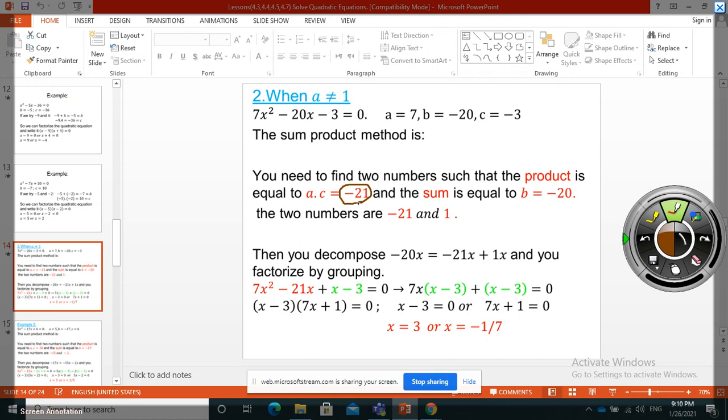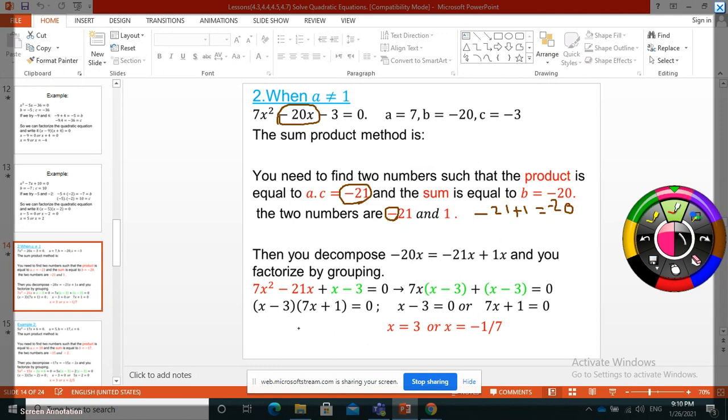So I will think about 21 and 1. If I multiply 21 by 1, it gives me 21. Now I need to think about a negative sign. If I do minus 21 times 1, it gives me minus 21, and if I add them, minus 21 plus 1 gives me minus 20. So what are those two numbers? Minus 21 and 1. Excellent. Now this minus 20x, I will decompose it, because their sum is minus 21 plus 1. So minus 20x becomes minus 21x plus x.